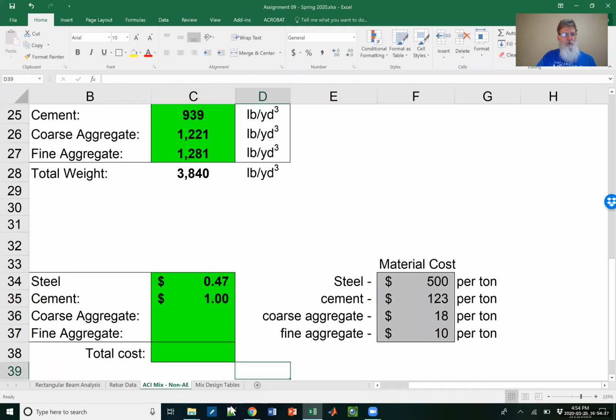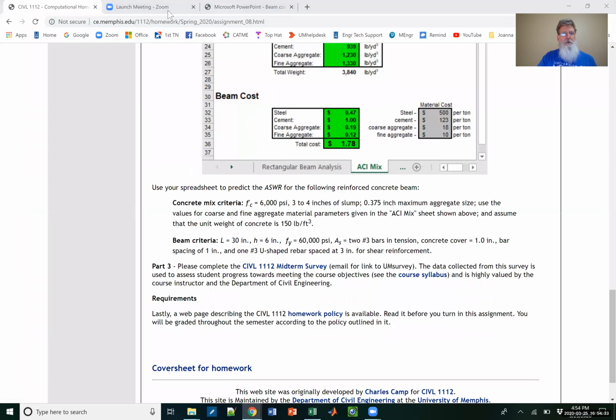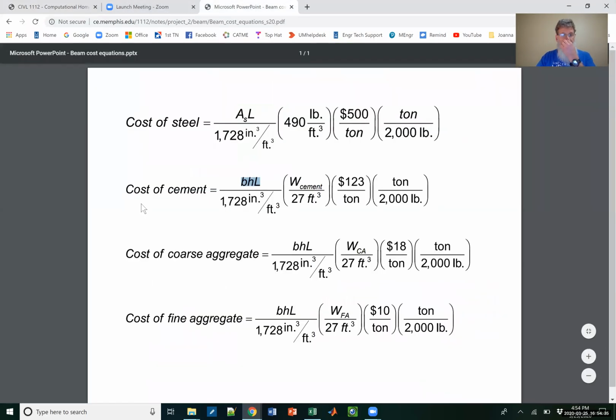Okay, let's move on to coarse aggregate. So checking our calculation again, you'll notice that it's very similar to the cost of cement. In fact, cement, coarse aggregate, and fine aggregate all pretty much have the same format, except the weights will be different, and then the unit weights will be different.